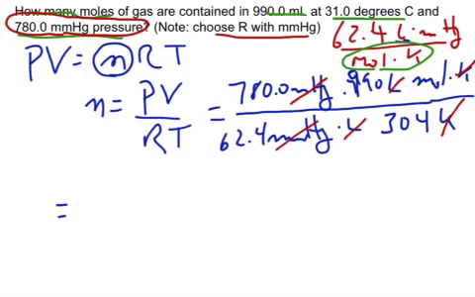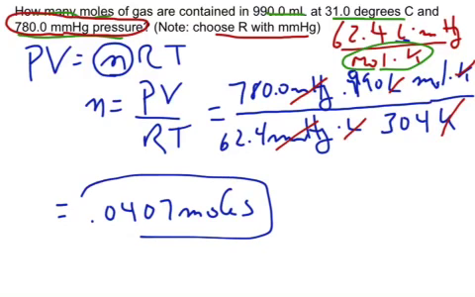I go to my calculator, I punch it in. Don't forget to use your parentheses in the denominator here. And basically what we get is 0.0407, and then the unit is going to be moles. All right, so there is your final answer. It asks how many moles, and bam, you've got it.